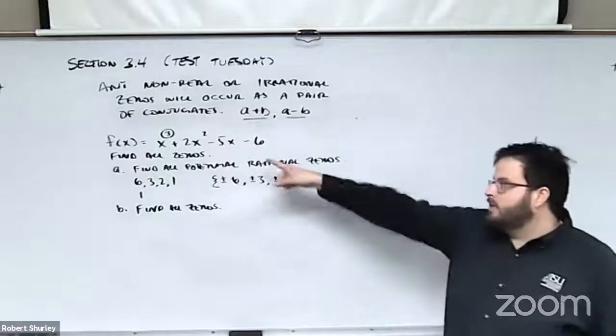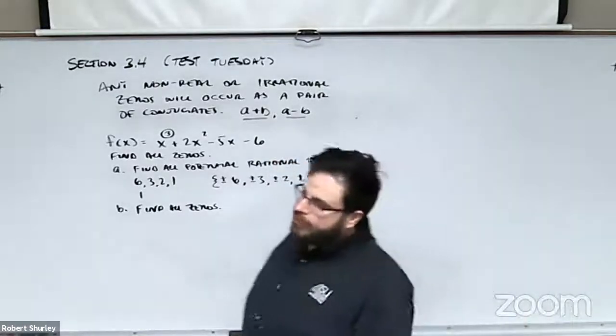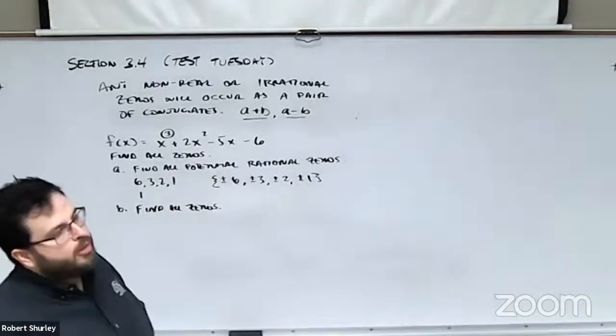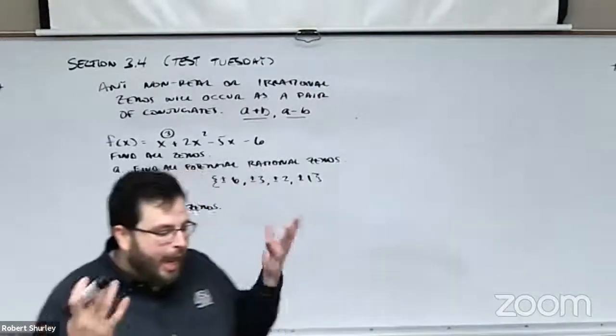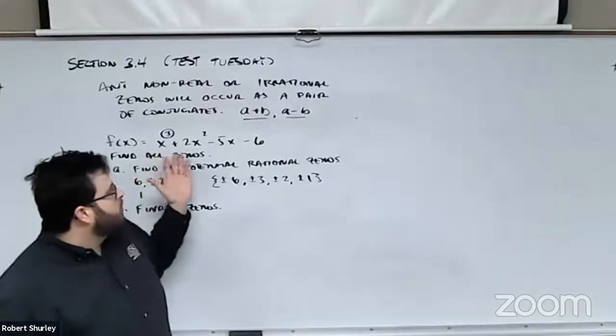Now, this doesn't factor like the ones before. It's not going to factor like the ones at the end of 3.2 and 3.3. How could we find the zeros?